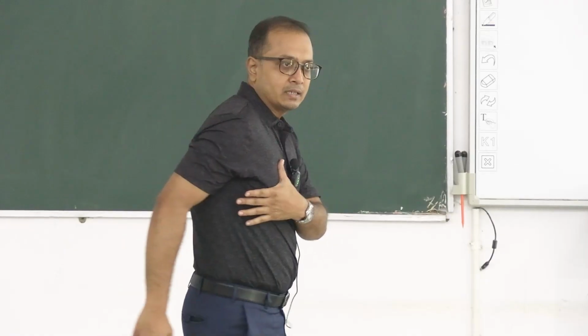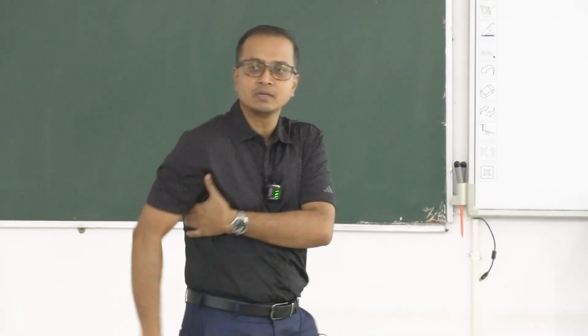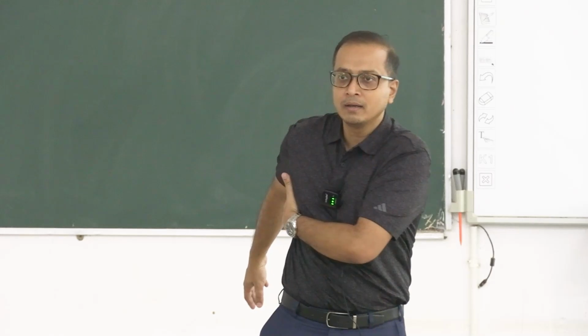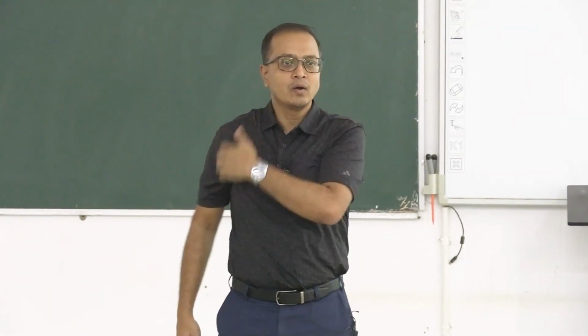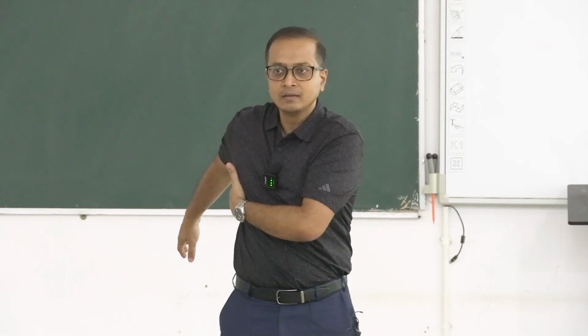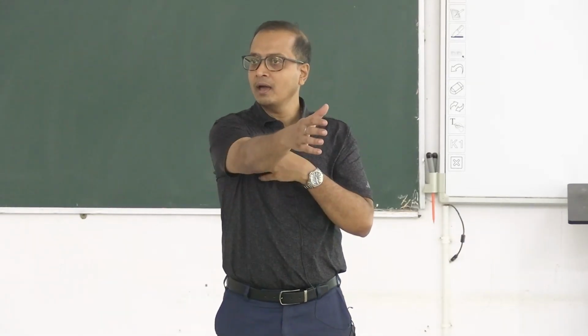Extension: just like the pec, we have a muscle in the back, which we call the latissimus dorsi. So, this movement is pulled by the lat, and again the deltoid. So, the deltoid and the lat do extension, and the pec and the deltoid do flexion.